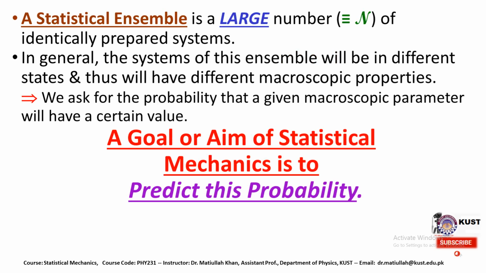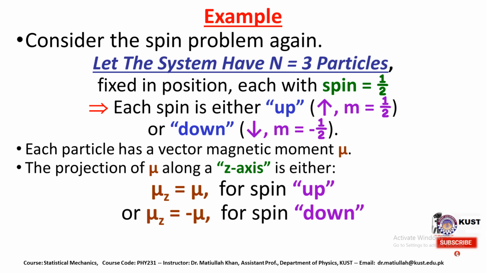A statistical ensemble is a large number of identically prepared systems, and in general the systems of this ensemble will be in different states and thus will have different microscopic properties. What we do is ask for the probability that a given macroscopic parameter will have certain values. That is the aim of statistical mechanics: to predict the probability of any particular value. So we need to solve some problem to further understand this.